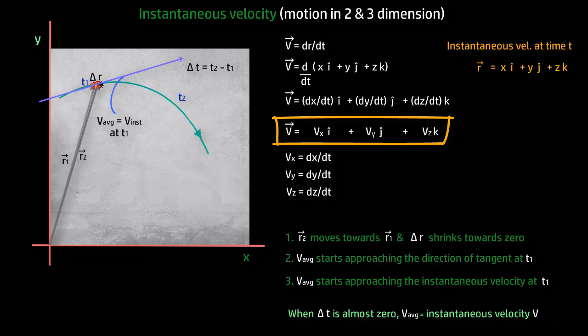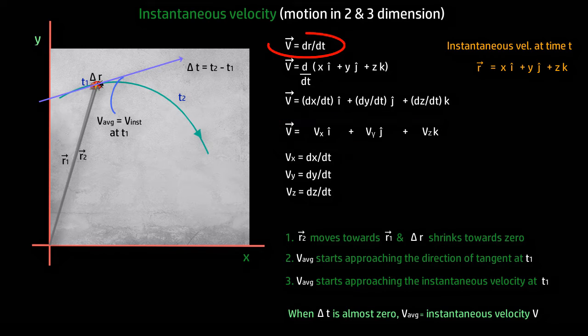Number one, instantaneous velocity at any point is dr upon dt, where r is the position vector of the particle at any time t. Number two, this instantaneous velocity v is equal to vx i plus vy j plus vz k. That is, it is composed of three components. And number three, the direction of instantaneous velocity is the same as the direction of the tangent at that point.